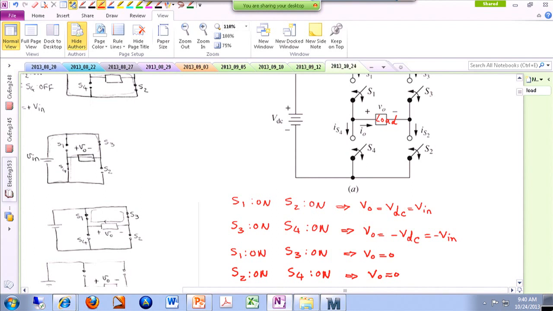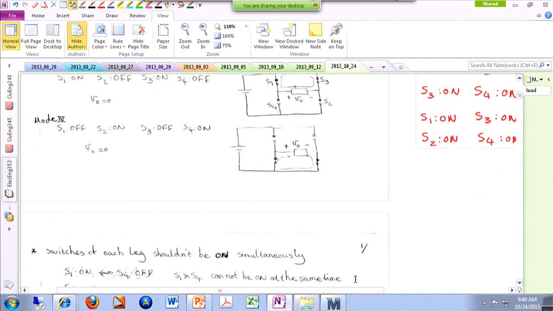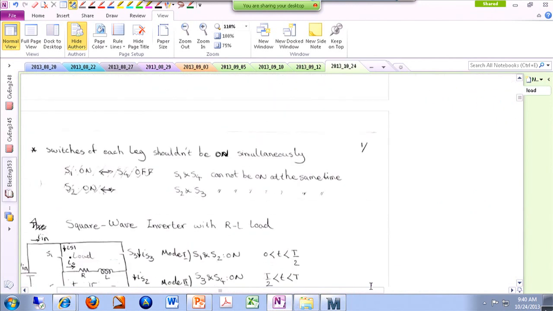So we have all these possibilities. It is up to the, you can call it the modulation scheme or the switching scheme. It's up to that scheme to decide which one of these modes we are going to choose. So the very first mode would be, let me see if there's a name for it. Yeah, a square wave inverter.